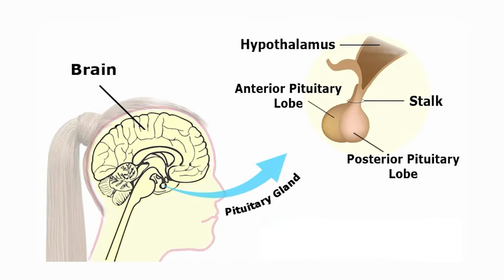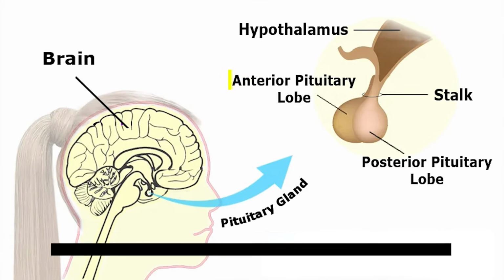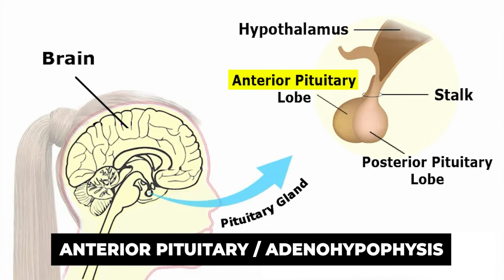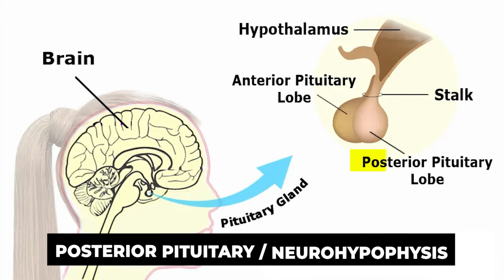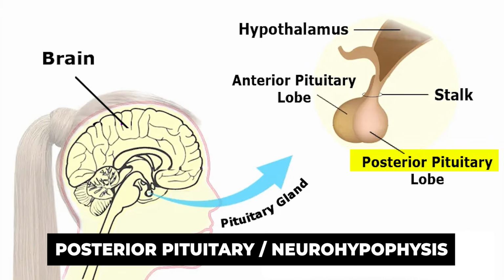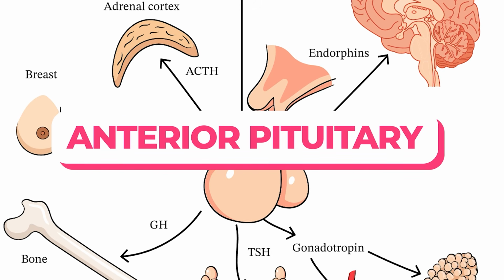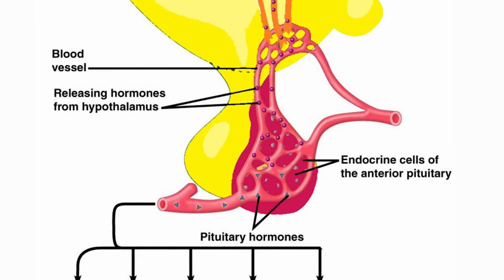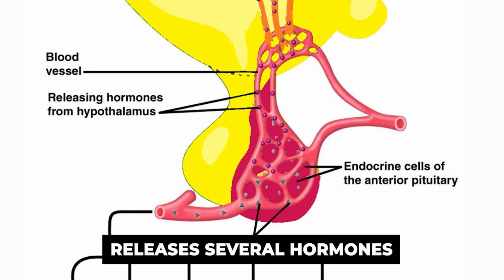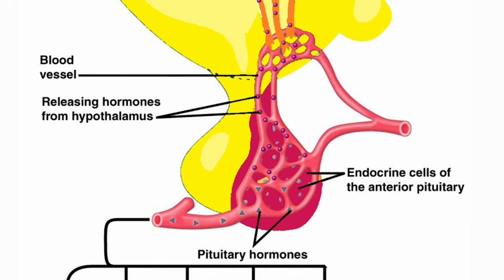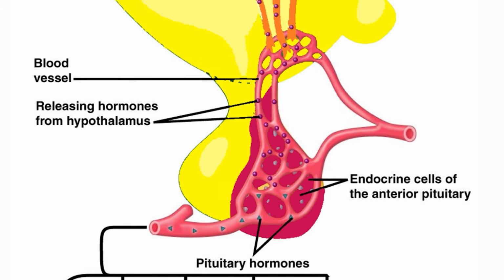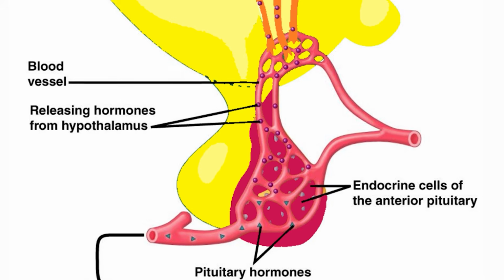The gland is divided into two primary sections, the anterior pituitary, or adenohypophysis, and the posterior pituitary, or neurohypophysis. Anterior pituitary, adenohypophysis. This lobe synthesizes and releases several hormones, regulated by releasing and inhibiting hormones sent from the hypothalamus via a portal blood system.